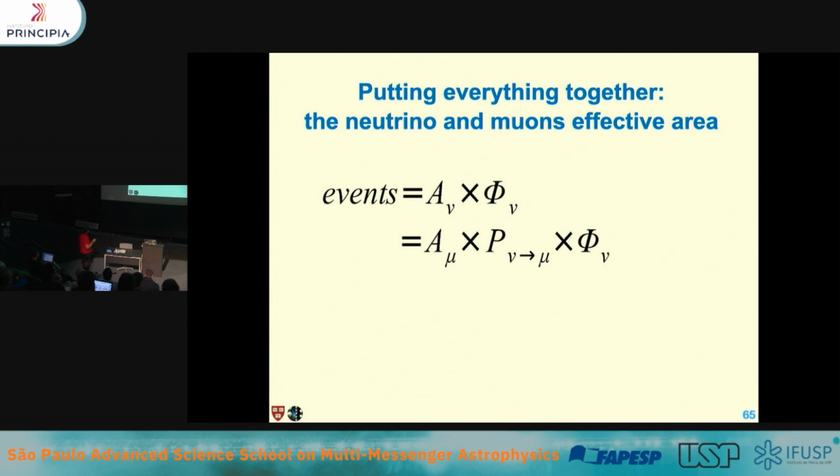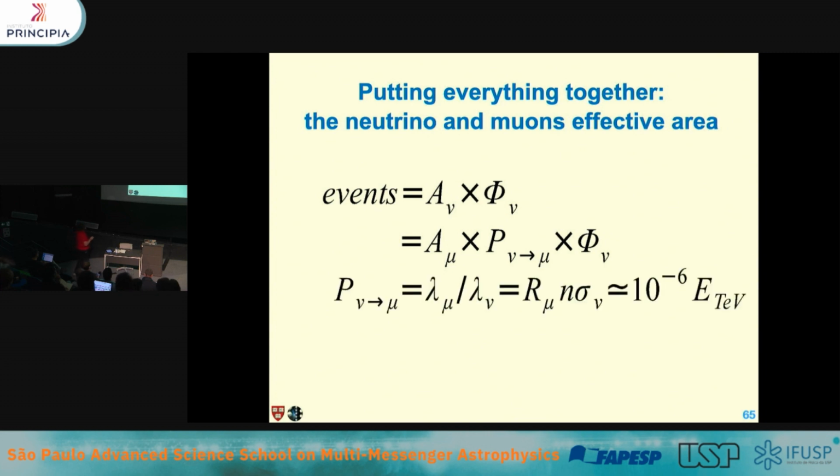So this thing here is going to be equal to the detector acceptance to muons times the probability that a neutrino converts to a muon in the vicinity of my detector. Okay?